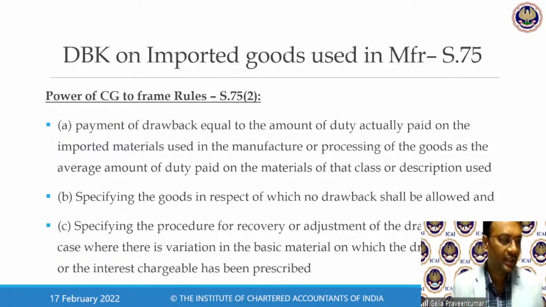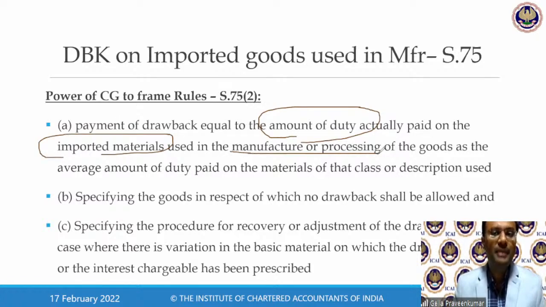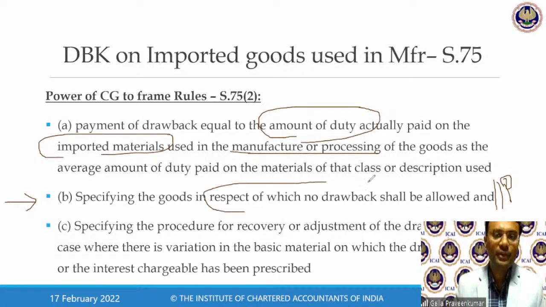Next. The central government has a mechanism to formulate rules on who can be entitled to duty drawback. So they say, part of that, duty drawback is allowed on the amount of duty which was actually paid on the imported material used in the manufacturing process. They say, look, I'm going to specify the goods in respect of which no drawback shall be allowed. Now again, it's a policy matter. I'm going to decide, in respect of a few goods, where I'm not going to give drawback.